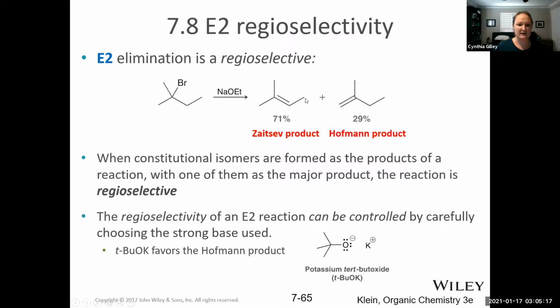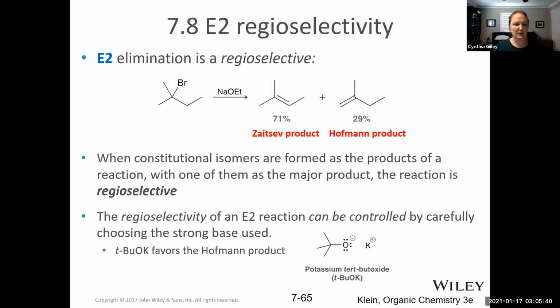So you can think of this as 1, 2, 3 substituents on these two carbons. So it's tri-substituted versus only a 1, 2 di-substituted alkene. Whichever one is the more substituted alkene is more stable. We call that the Zaitsev product. The less substituted, less stable product is called the Hofmann product.